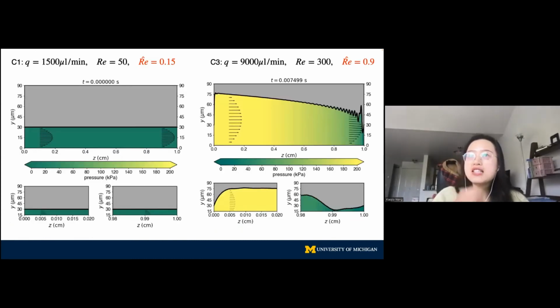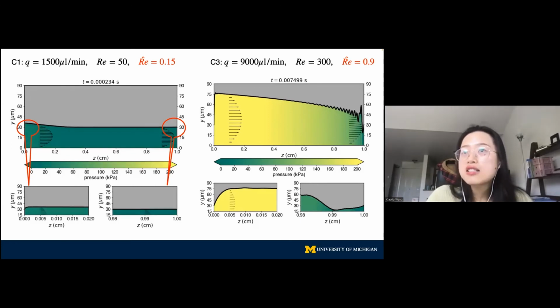We pick two cases. One case is the low flow rate case, where the reduced Reynolds number is much smaller than 1. The other one is the high flow rate case, where the reduced Reynolds number is of order 1. In this figure, the thick black line represents the fluid-solid interface, and each of these sub-panels gives you a zoom-in view of the interface dynamics near the channel inlet and outlet respectively.